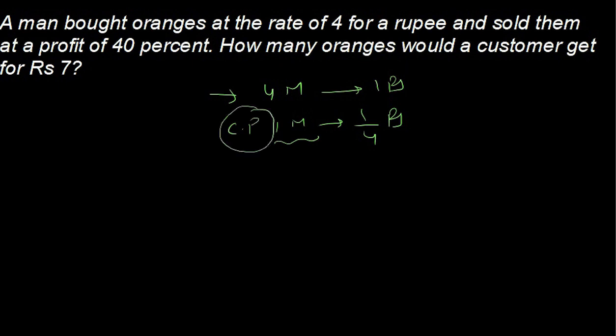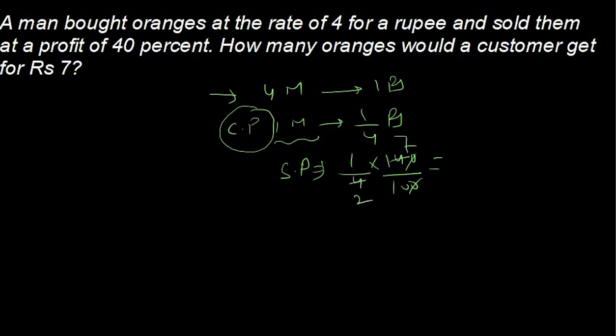Now on this cost price, you get a profit of 40%. So at what selling price do you want to sell? So 1 by 4 into 140%. That is 1 by 4 into 140% is going to be what? We can cancel the 0 with the 0. So 2 2s are 4.